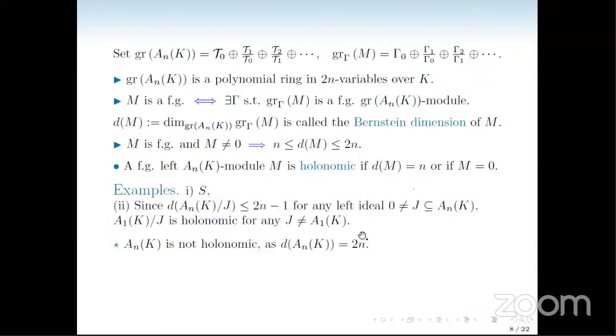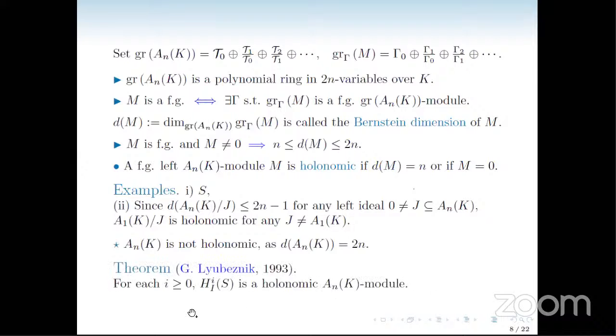Now let's look into some examples. Clearly the polynomial ring is a holonomic module, and it can be proved that the Bernstein dimension of this quotient ring, where J is a non-zero ideal, is less than or equal to 2n minus 1. So in particular, if we take n to be 1, then this Bernstein dimension has to be 1 if J is not a proper ideal. So this is always holonomic, but this is not true for n greater than or equal to 2. And clearly A_n is not holonomic since its Bernstein dimension is 2n.